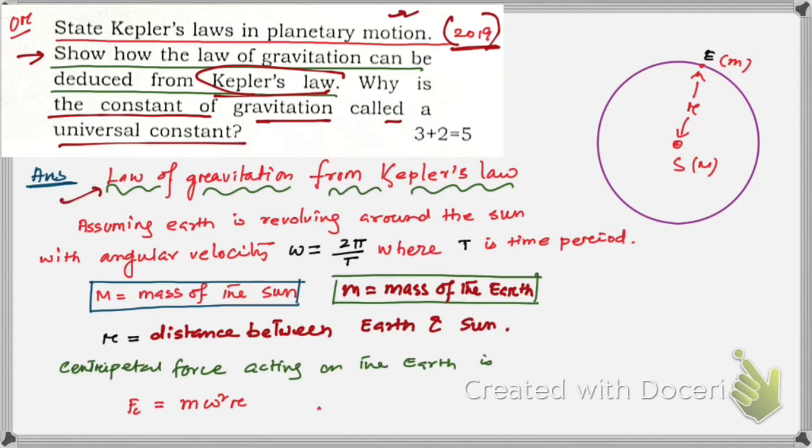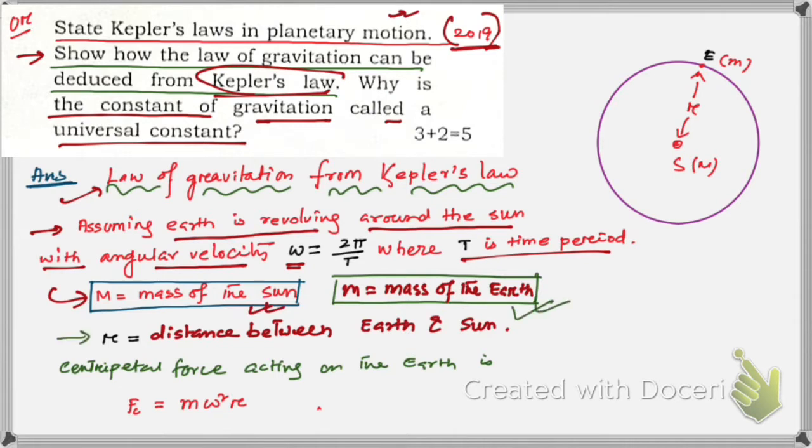So here, the law of gravitation from Kepler's law. Now assuming the earth is revolving around the sun with angular velocity omega, which is equal to 2 pi by T, where T is the time period, and capital M is the mass of the sun, and small m is the mass of the earth, and small r is the distance between the earth and the sun, right? Here you say this is the sun, suppose, and its mass is capital M, and this is the earth with mass small m, and the distance between them is suppose small r, right?